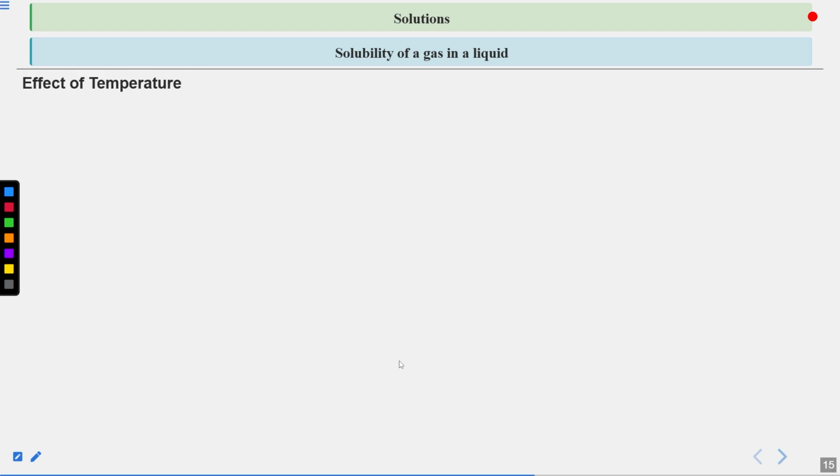Now, talking about the effect of temperature on the solubility of a gas in a liquid. We have already seen, and it is justified experimentally, that your KH value increases on increasing the temperature. So, that would result in a decrease in solubility. So, it is mentioned here that solubility decreases with increase in temperature. The reason behind it is very obvious. Your gaseous molecule at a high temperature has enough kinetic energy to escape the intermolecular forces and go into the atmosphere.